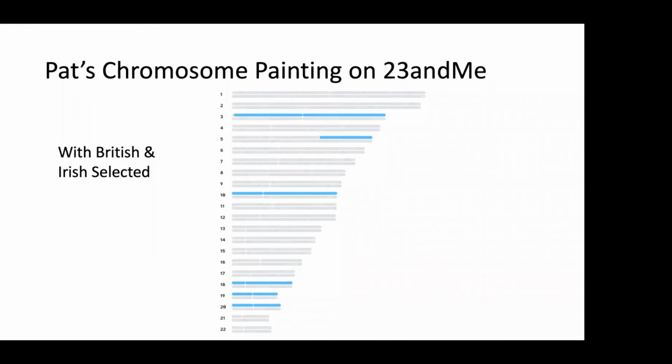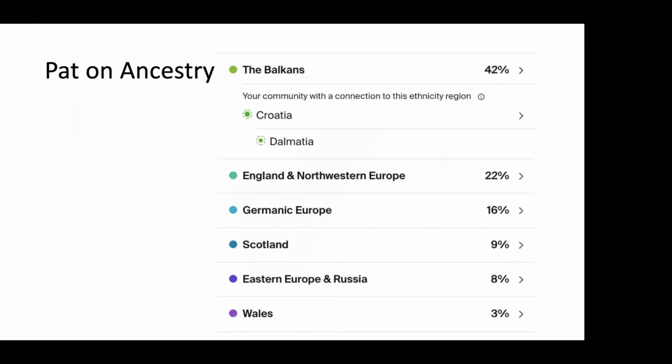23andMe also reports where specific ethnicities appear on your chromosomes. You can highlight certain ethnicities, as I did here with British and Irish. Note that these all appear on the top of each chromosome pair. That means it all came from the same parent, in this case, her mother. By the way, do not assume that the top row is always the mother. There is no fixed order.